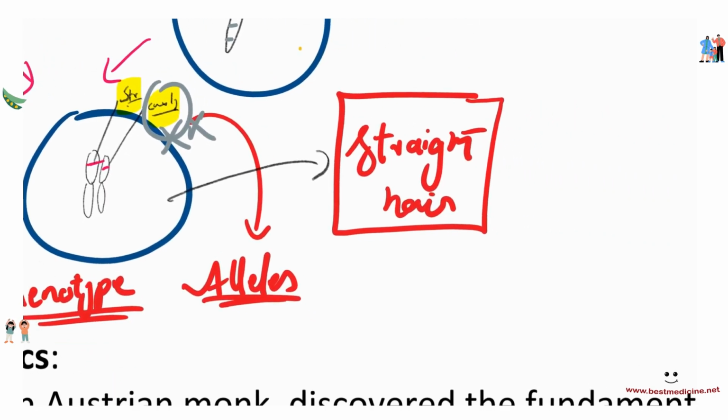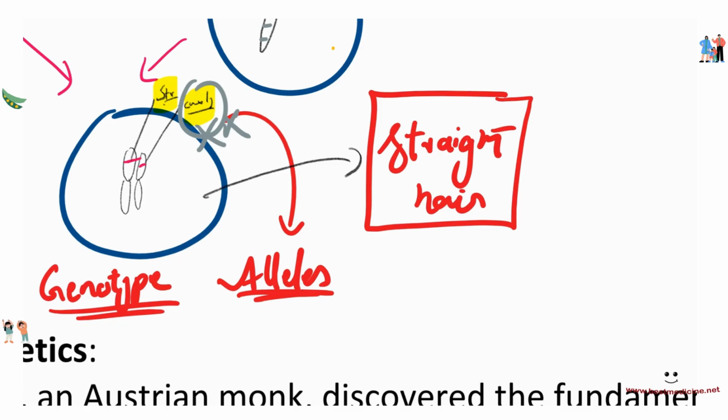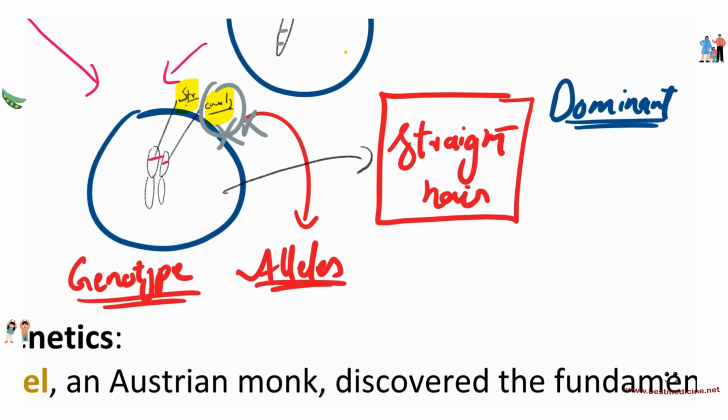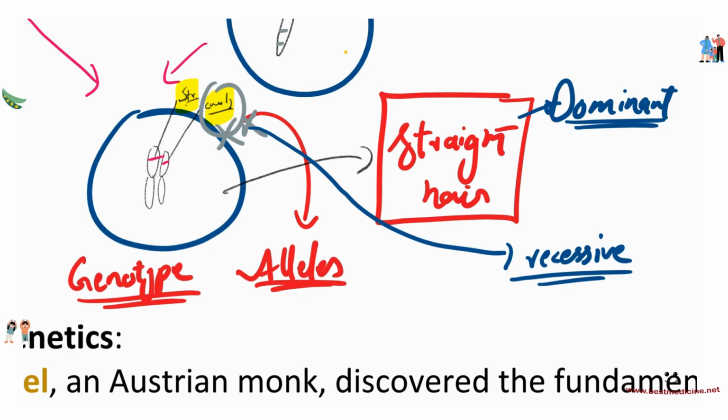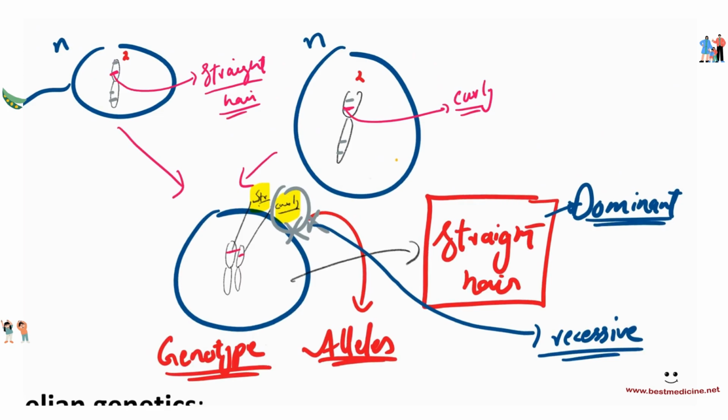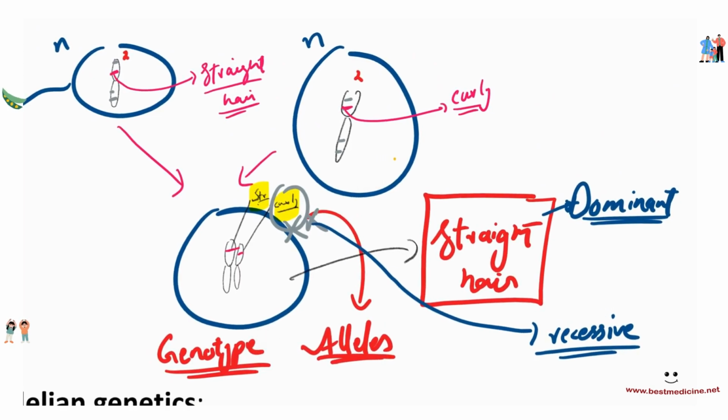So we have 2 different kinds of alleles. We have dominant alleles, which mask the effect of or prevent the recessive allele from being expressed. In this case, straight hair will be dominant because that's the one that's being expressed, because the child has straight hair only and no curly hair. And the other one, curly, would be recessive. So we have 2 different kinds of alleles: dominant alleles that are expressed and mask the effect of the recessive allele, and recessive alleles.